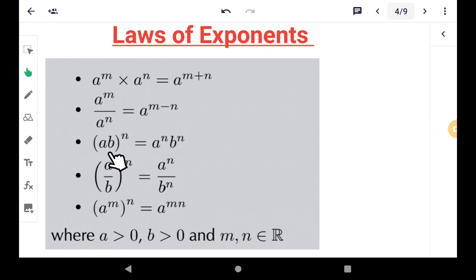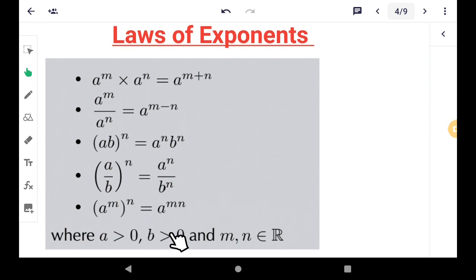Now, if you have a product, which is a result that you get from multiplying 2 or more numbers together, if you have a product raised to the power of n, you can break them up and have those factors, a and b, for example, in this case, each individually raised to the power of n and multiplied together. Also, if you have a over b all raised to the power of n, that is simply a to the power of n over b to the power of n. Also, another one that's important, if you already have a power raised to another power, all you do is simply multiply the exponents together over the same base.